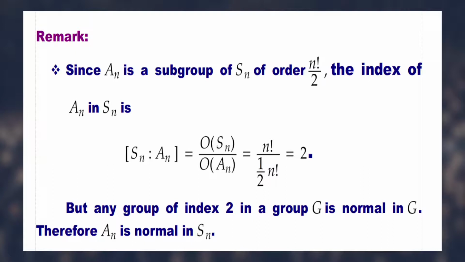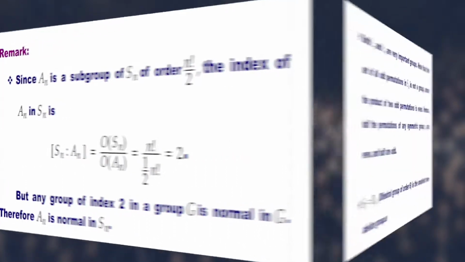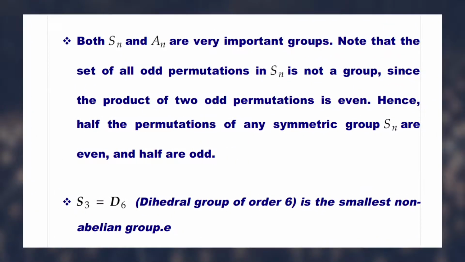Since An is a subgroup of Sn of order n factorial by 2, the index of An in Sn is the order of Sn divided by the order of An, which is n factorial divided by n factorial by 2, equal to 2. But any subgroup of index 2 in a group G is normal in G. Therefore, An is normal in Sn. Both Sn and An are very important groups.